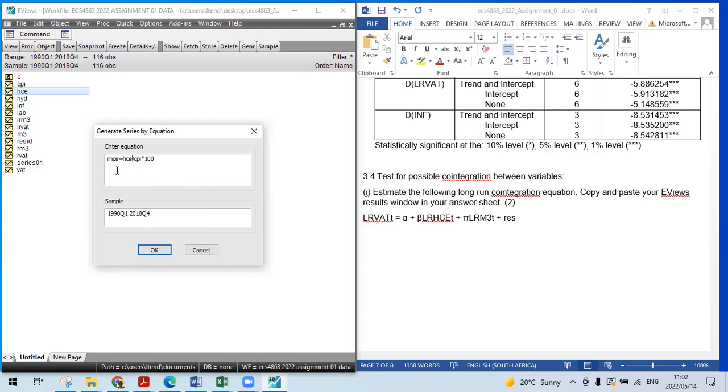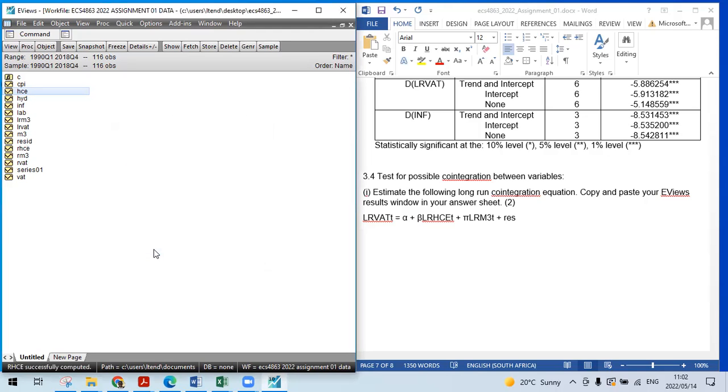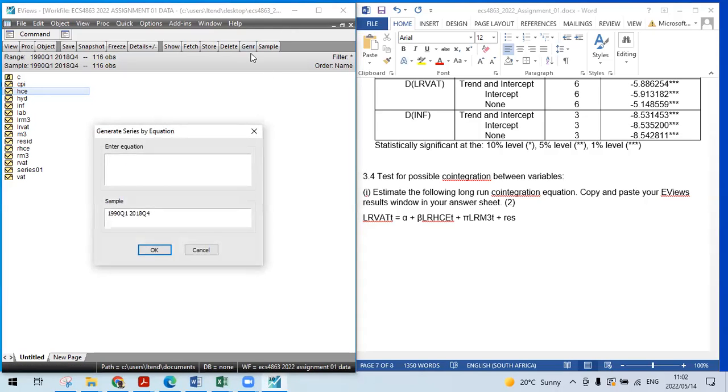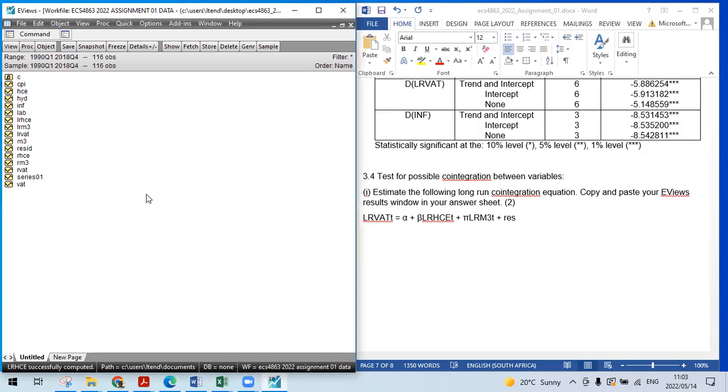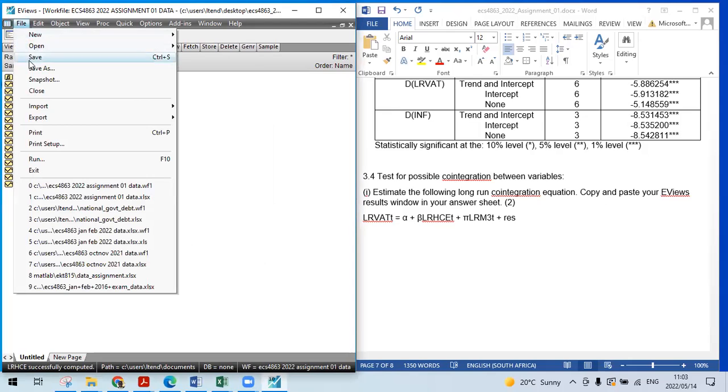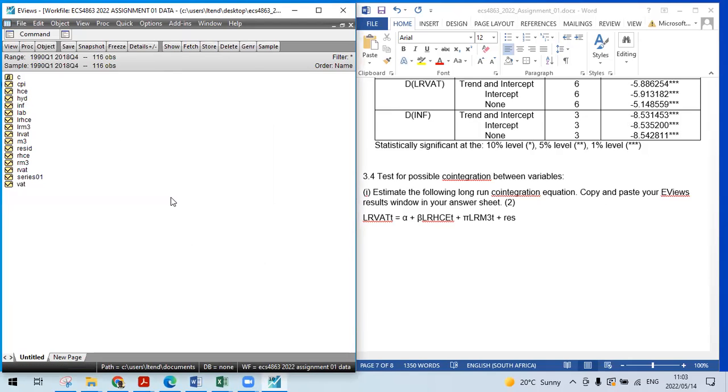Okay, it's fine. RHCE is equal to HCE divided by CPI times 100. We have it in real terms first, but we want the logged one. How do we log it? We go to generate. We want to come up with a variable called LRHCE, which is equal to log of RHCE. We start with log, RHCE. Thank you so much. Let's not forget to save our work, please.